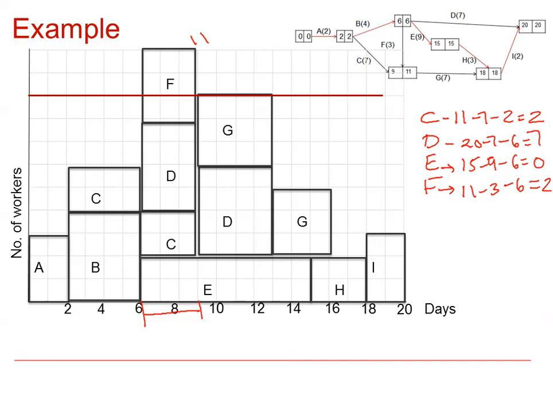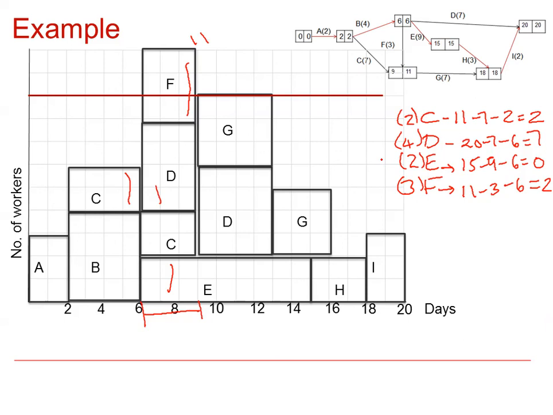So we need to reduce these 3 days by 2 workers. So it'd be useful to know how many workers each activity requires. We can do this by looking at the height of each of the activities represented on the histogram. So C has a height of 2, so that's 2 workers. D has a height of 4, so that's 4 workers. E has a height of 2, so that's 2 workers. And F has a height of 3, so that's 3 workers.